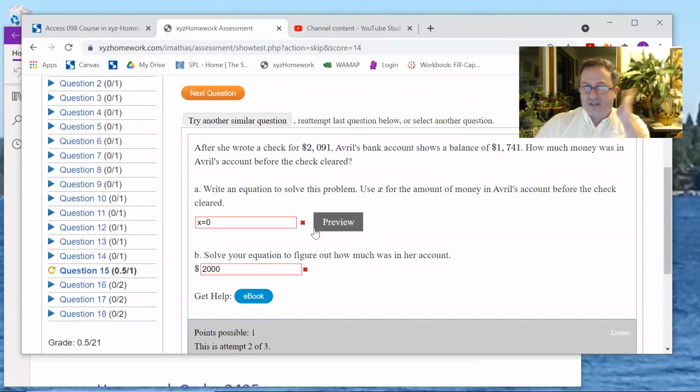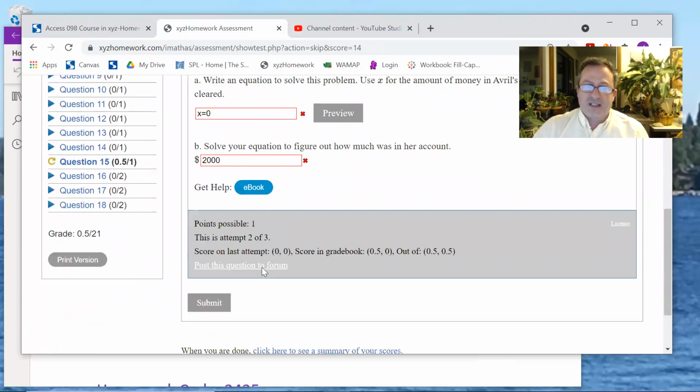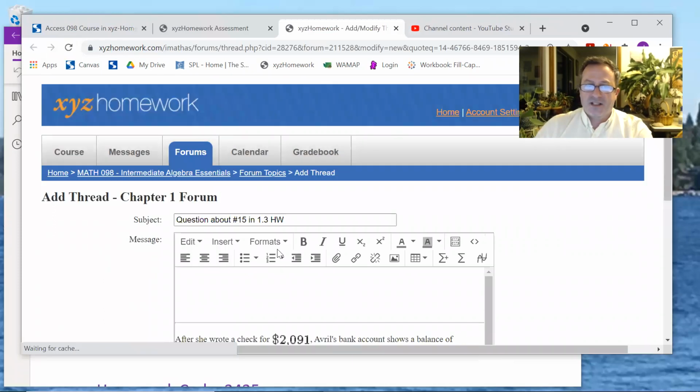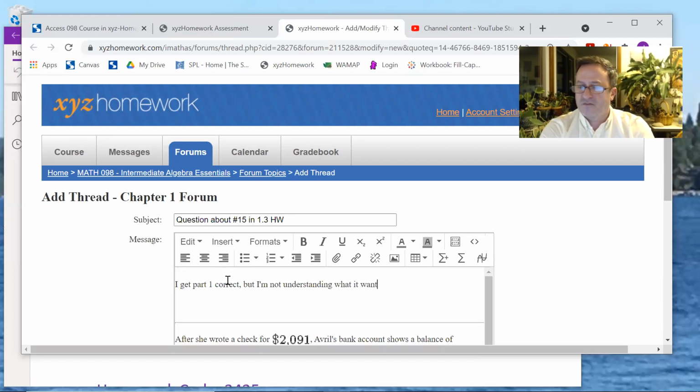Let's suppose I'm really, really stuck. I don't understand what part B is. So I'm going to post the question to the forum. And I just send this to the forum and I say, I get part 1 right, but I'm not understanding what it wants for part 2. You might say, I tried this. Whatever you tried, fill in some more blanks.